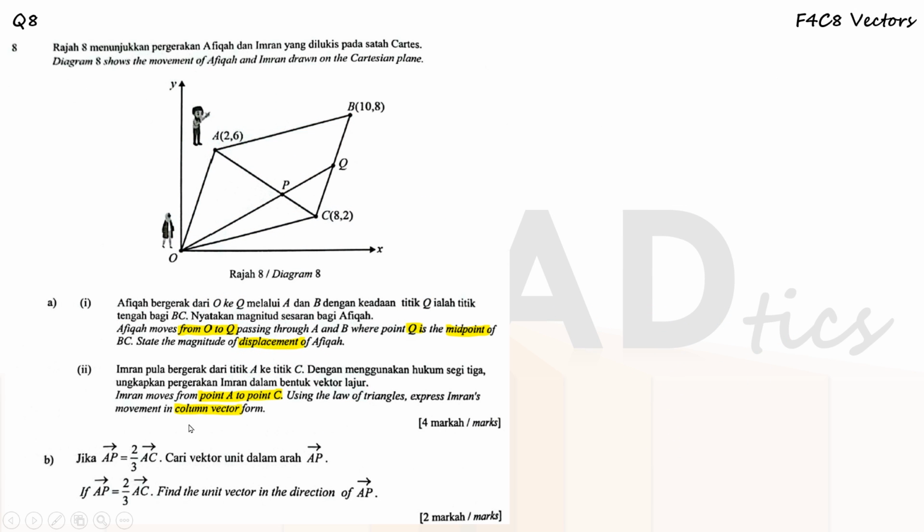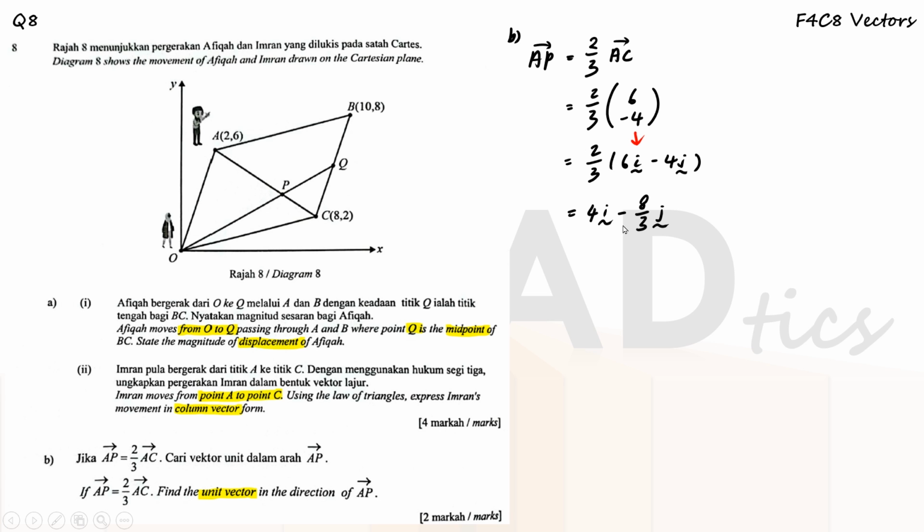And for part B, we need to find the unit vector of vector AP. But first we need to find the vector of AP first, alright? So here AC is actually found in part A2. Okay, so let's find the vector of AP first. So we know that AC is actually 6 minus 4. So let's express it into the expression that we are more familiar with. Okay, so I multiply the value, which is 4i minus 8 over 3j.